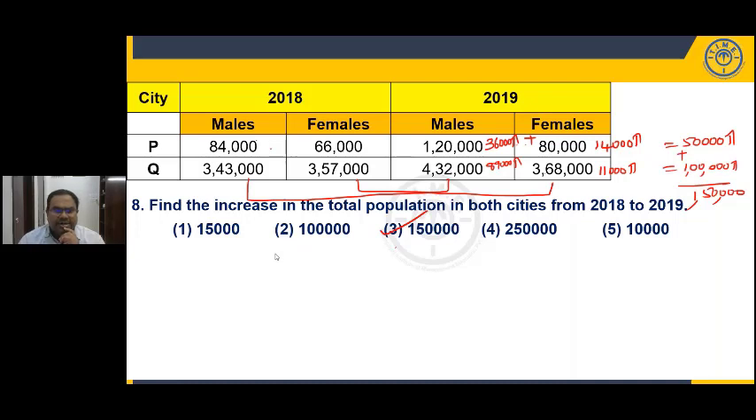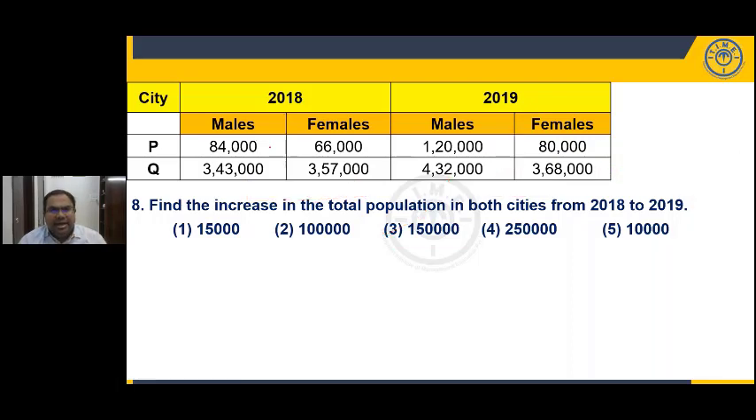Eighth question. Okay, let's see. Two ways in which you can do this one. 84 plus 66 is how much? 1,50,000. Right? 1,20,000 plus 80 is how much? 2 lakhs. So increase is 50,000. Add these two: 53, 43. Numbers are easy, you can add them.